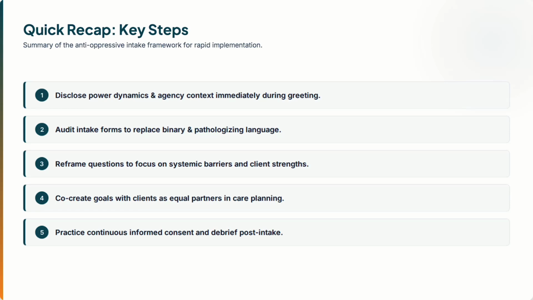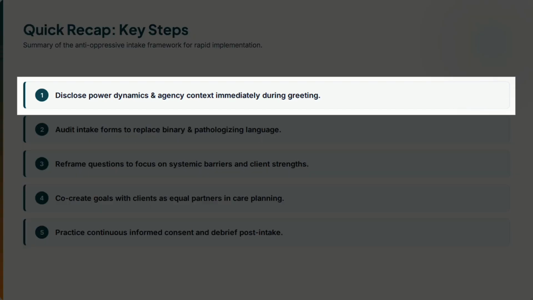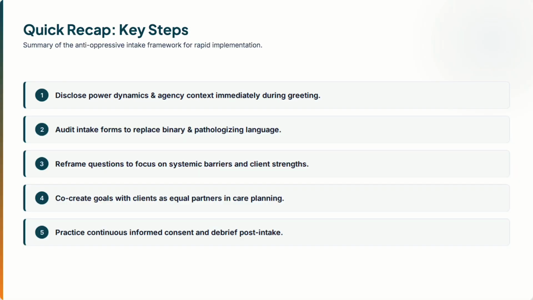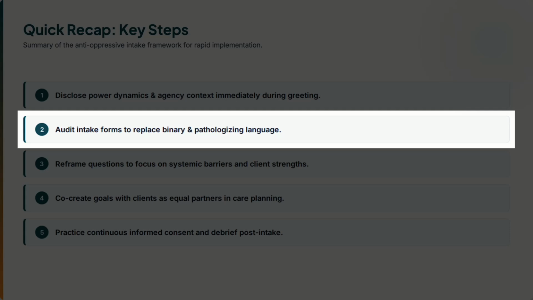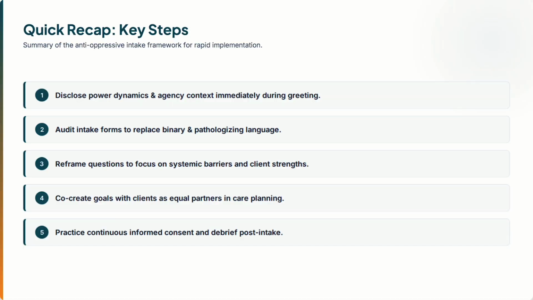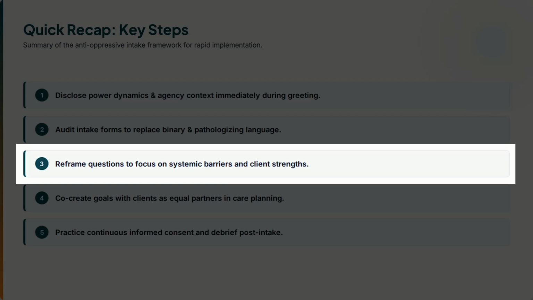To wrap up our core framework, implementing an anti-oppressive social work framework comes down to 5 high-impact operational habits. First, disclose power dynamics and agency context during your initial greeting. Second, audit intake paperwork to remove binary or deficit-based phrasing. Third, reframe diagnostic questions around systemic obstacles.